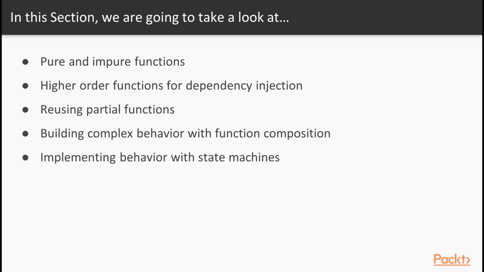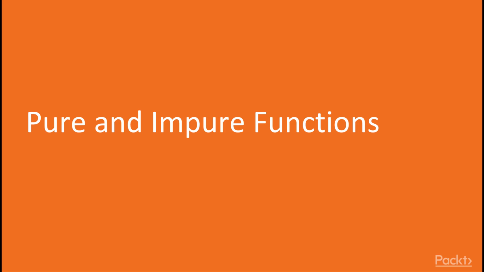The third video shows how you can reuse functions more easily by creating partial functions. In the next, we'll see how function composition lets us build complex behavior by chaining together smaller functions. In the final video, we'll see how to build the state machine pattern using functions to control how data changes in our applications. The functional programming techniques you learn in these videos will open the way to building large-scale, real-world systems. So, welcome to Pure and Impure Functions.